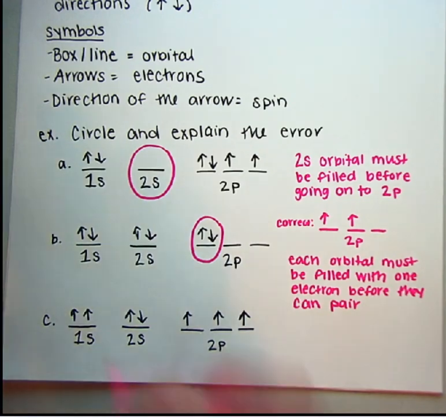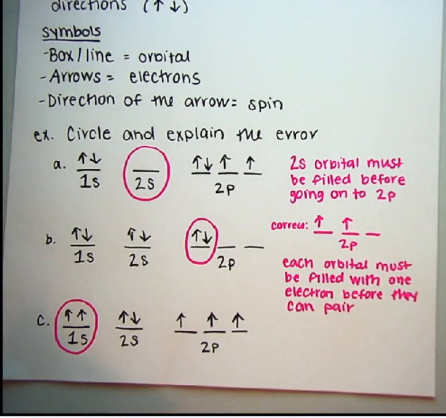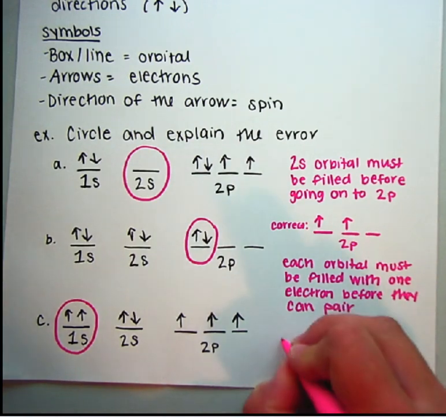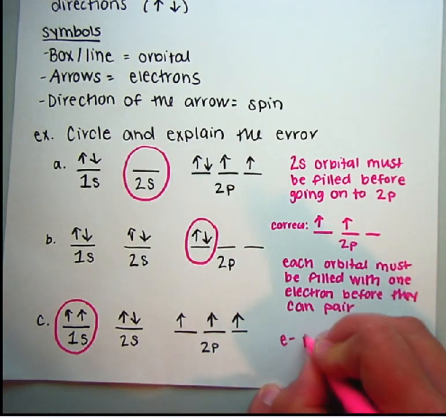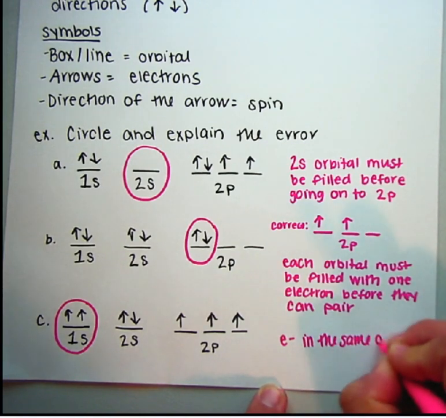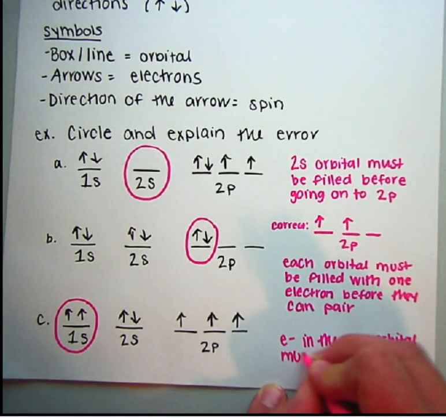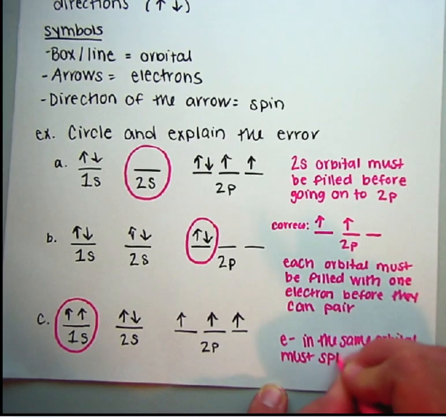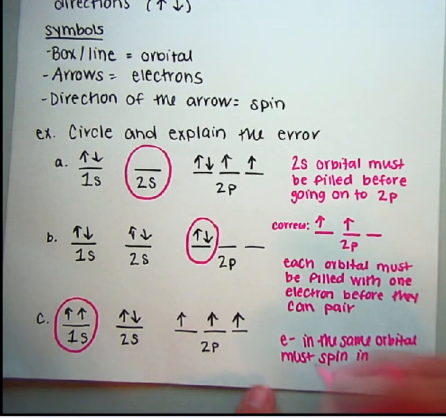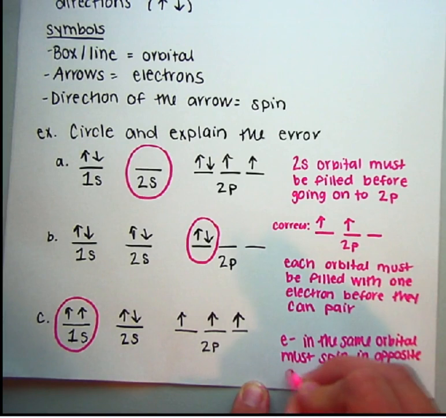So hopefully we saw the mistake is in that 1s orbital. This is going to violate Pauli's exclusion principle. Electrons in the same orbital must spin in opposite directions.